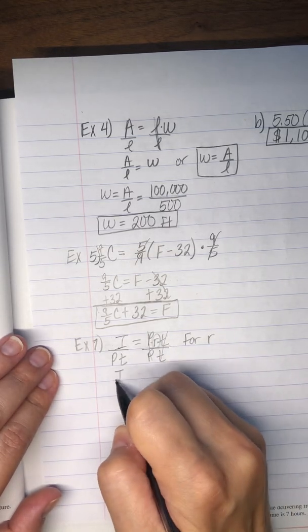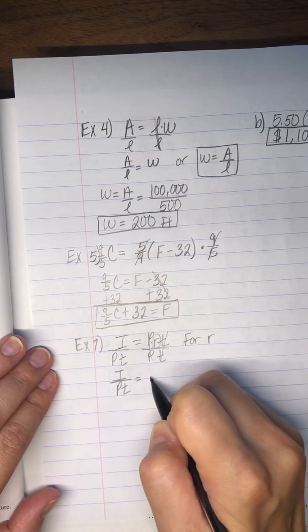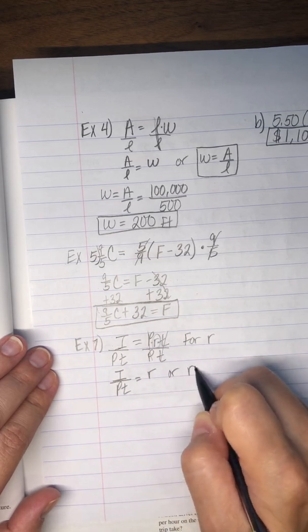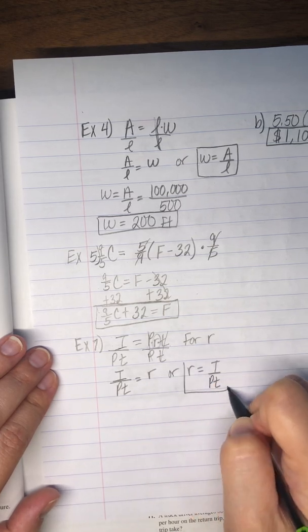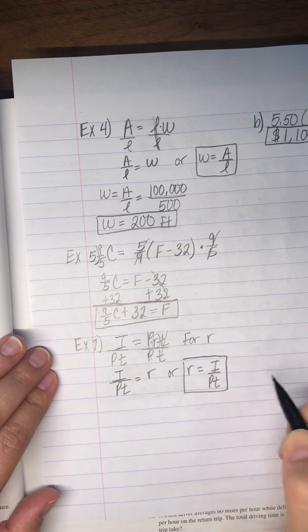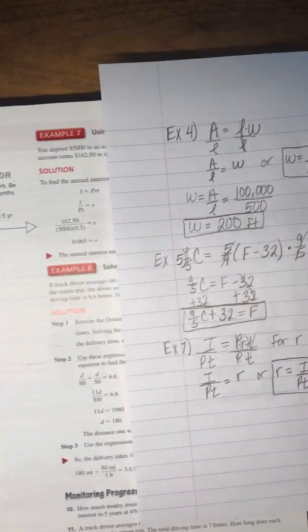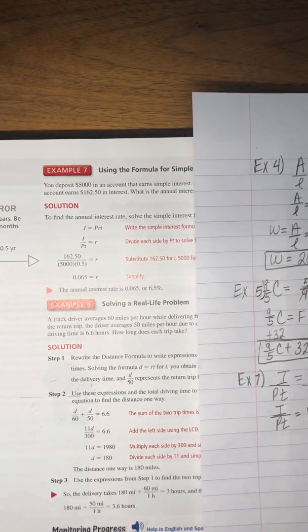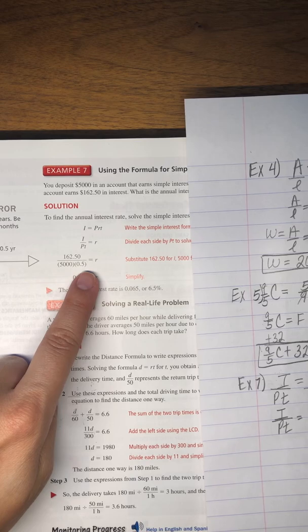Let's write our answer. I over PT equals R. Or I can write it this way. R equals I over PT. And that would be my first step. That would be my equation solved for R. Let's finish up this question here. Let's go back and read what it says. We're going to plug in the numbers and we're going to find what R equals.